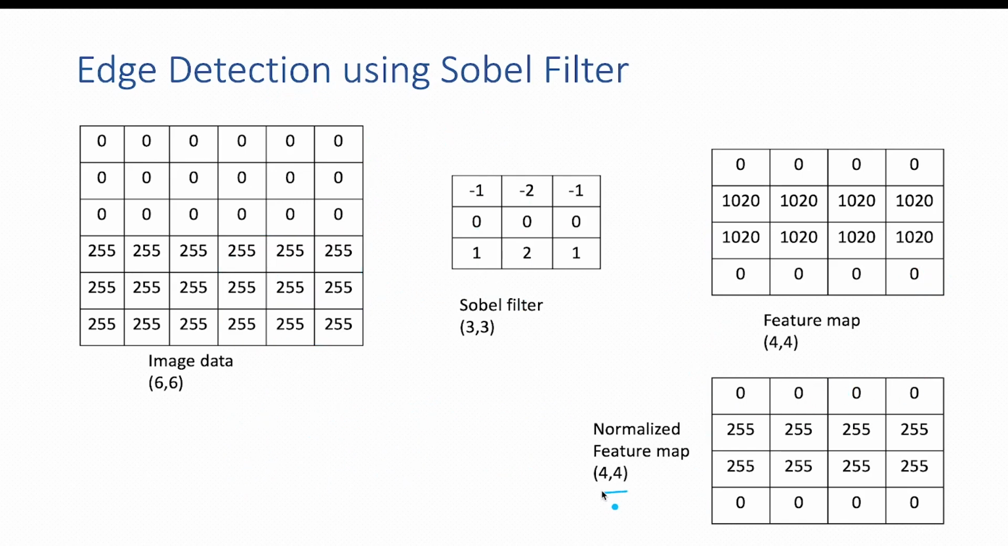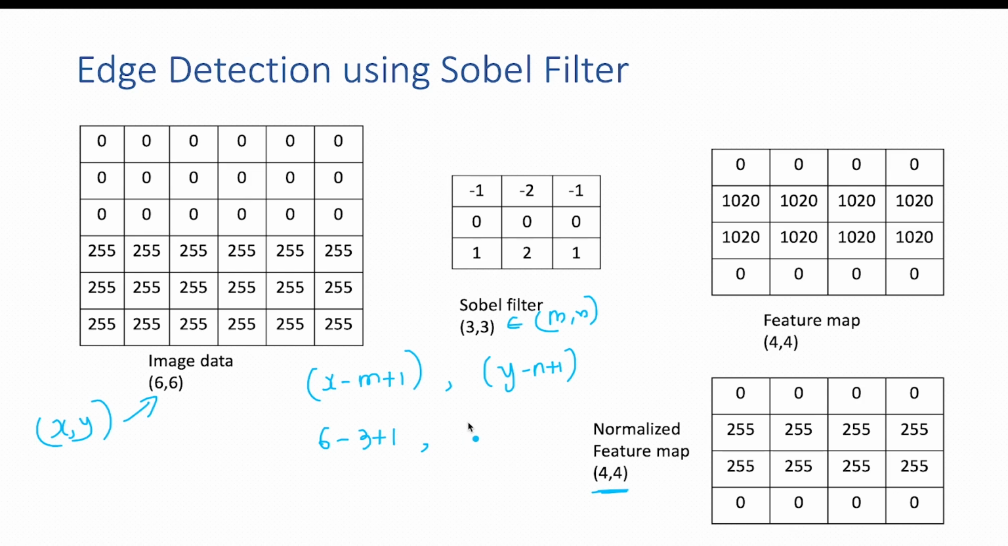And how do we attain this particular feature map of shape 4 by 4? It's essentially by applying the same formula that we have already discussed: x minus m plus 1 and y minus n plus 1, where x and y are the shape of the image, that is 6 by 6, and m by n is the shape of the filter here. So 6 minus 3 plus 1 comma 6 minus 3 plus 1 results in 4 comma 4, and that's what we are observing for the normalized feature map here.